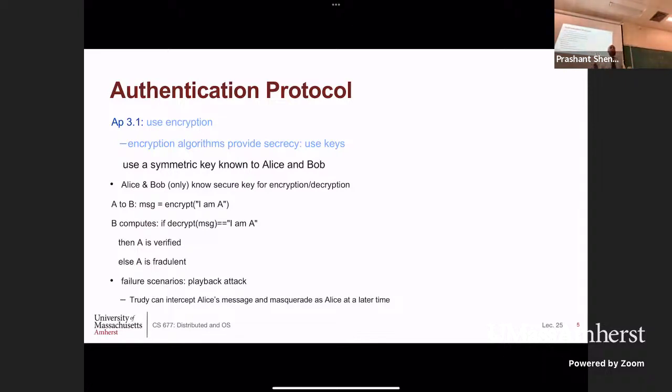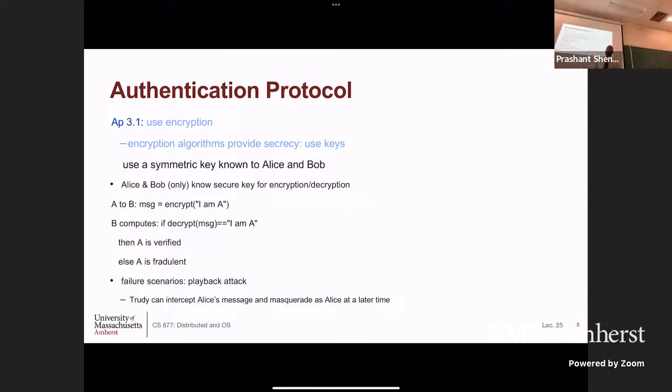Let's assume that there is a key that is now known to both Alice and Bob. The key is known to both of these parties. So now we can use encryption to do authentication. Alice is going to send a message to Bob saying, I am Alice, but it's now encrypted with the secret key. There's an encryption algorithm, and then there's a secret key. So you use the encryption algorithm and the secret key, and you send the encrypted version of this string.